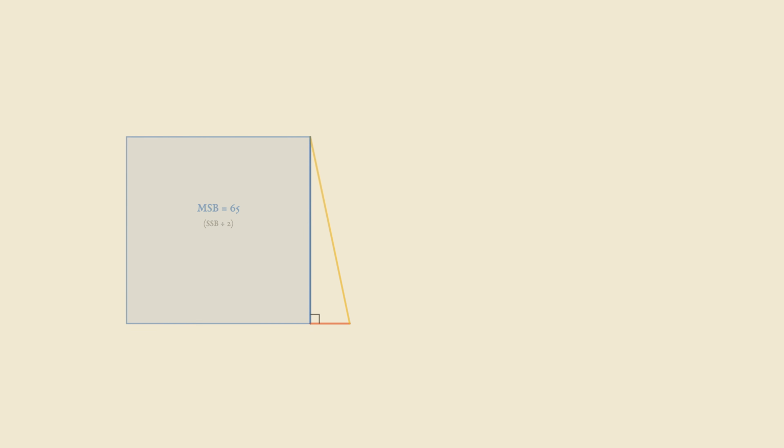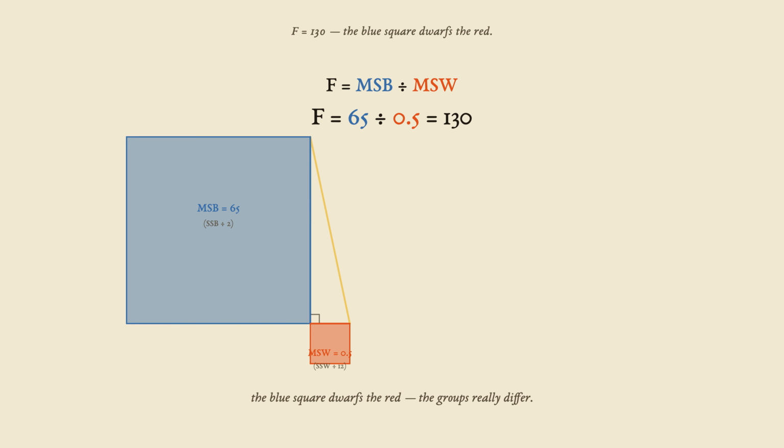ANOVA asks one question using this triangle. How big is the blue square compared to the red square? Divide each by its degrees of freedom, 2 for between groups, 12 for within, and you get the F statistic. Here, 65 divided by 0.5, F equals 130. The blue square dwarfs the red. The groups really differ.